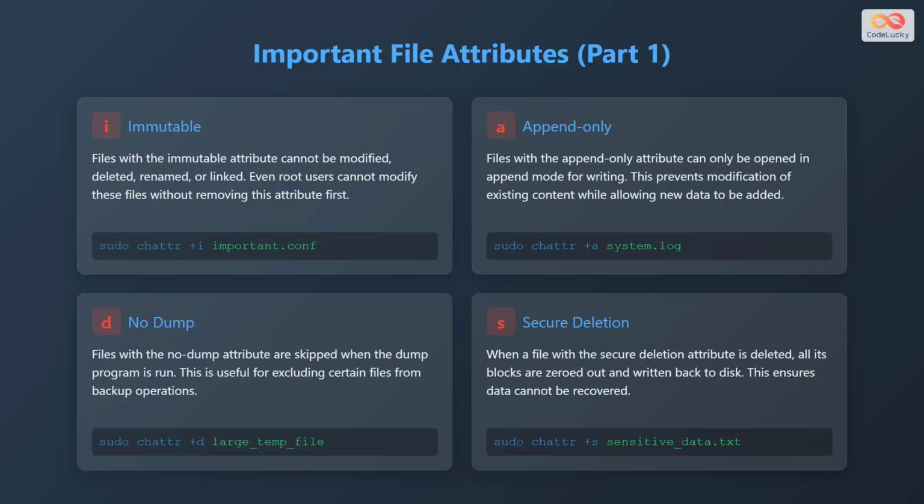Finally, we have the s attribute, which stands for secure deletion. When a file with the secure deletion attribute is deleted, all its blocks are zeroed out and written back to the disk. This ensures data cannot be recovered. For example, to set the secure deletion attribute on a file named sensitive_data.txt, use the command sudo chattr +s sensitive_data.txt.